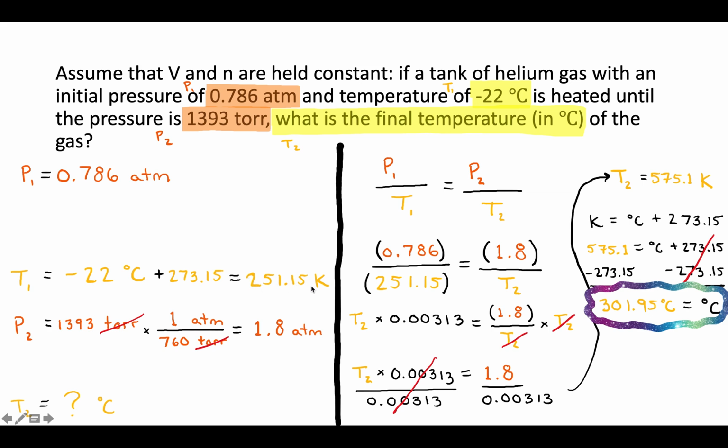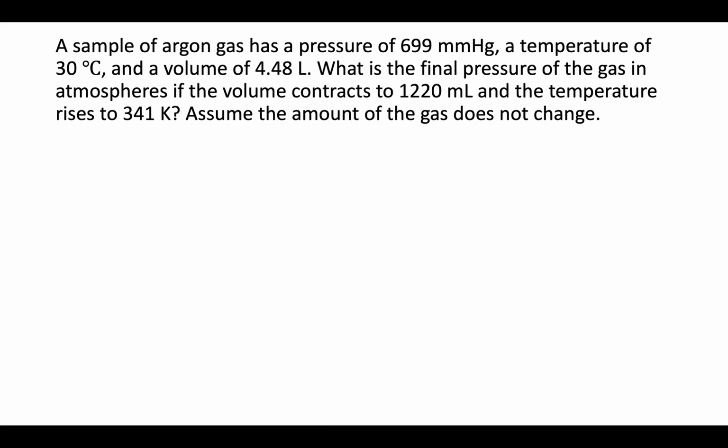Started at 251.15 Kelvin, sorry. It started at negative 22 degrees Celsius, and it ended at 301.95 degrees Celsius. So it went way up. And when the pressure went up, the temperature went up. Just like that cotton, which went on fire as the pressure went up when the piston went down.